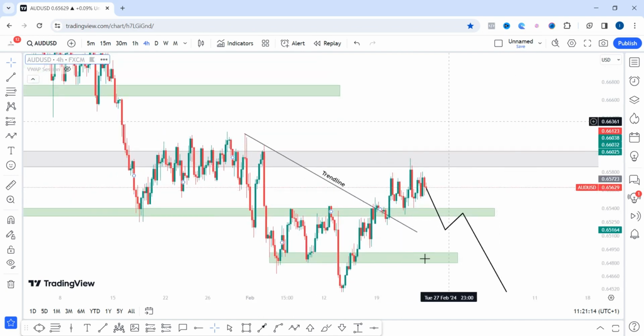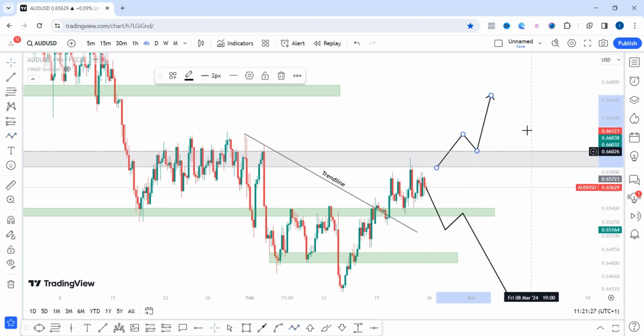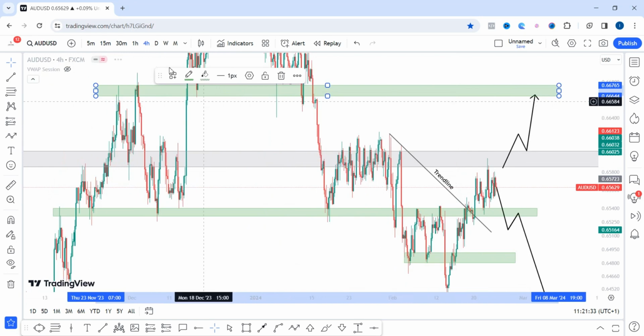Then for price to continue higher, we have to take out this gray area here. That's my plan B. Take it out, close above it, then come back for a retest before we continue into my next target, which will be 0.66657. Why? Because that's the obvious zone that has been tested multiple times.